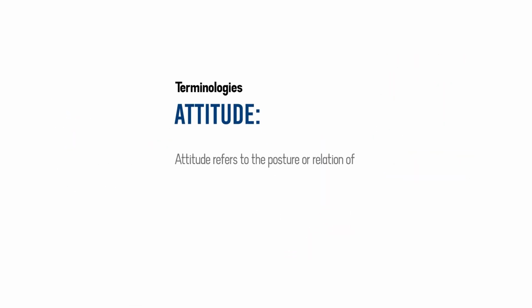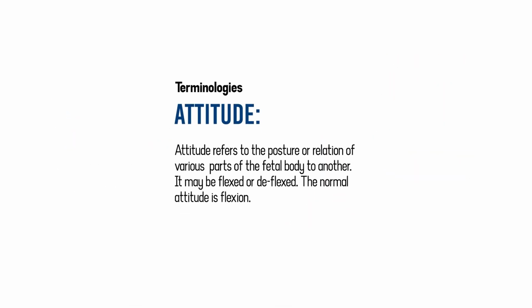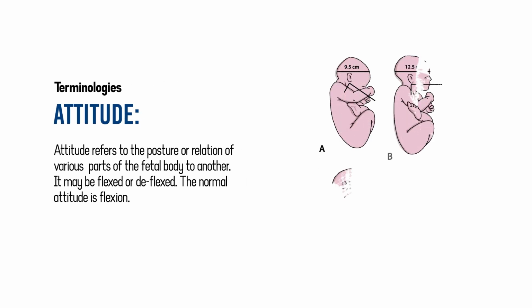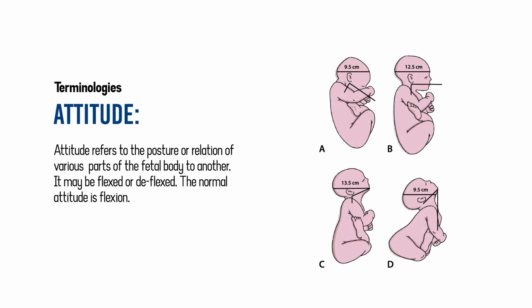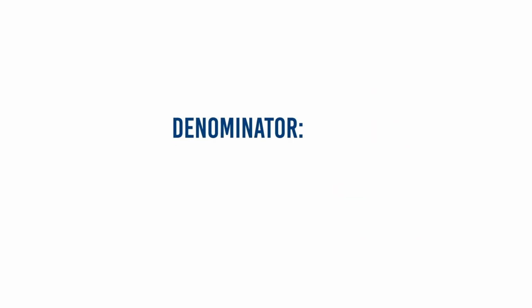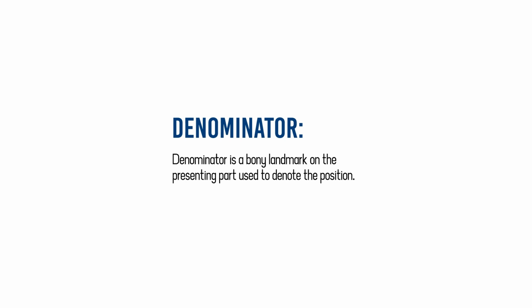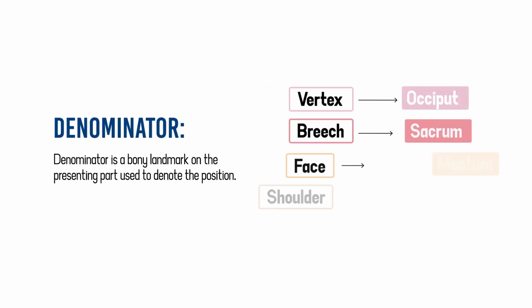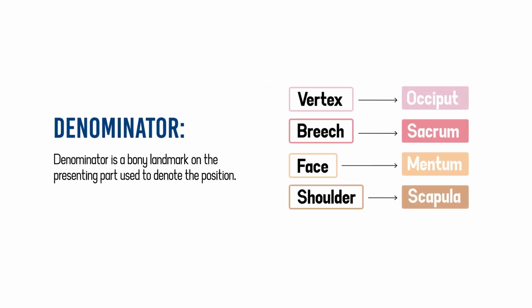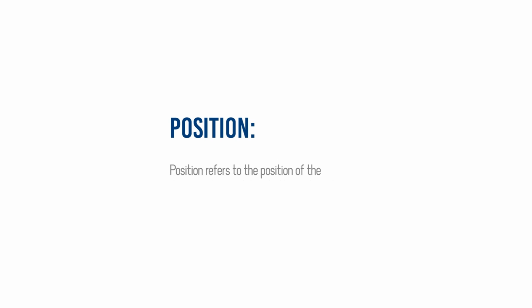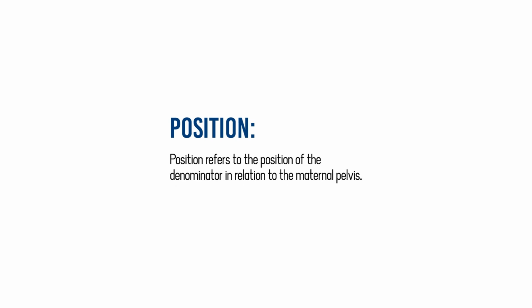Attitude. Attitude refers to the posture or relation of various parts of the fetal body to another. It may be flexed or deflexed. The normal attitude is flexion. Denominator. Denominator is a bony landmark on the presenting part used to denote the position. Position. Position refers to the position of the denominator in relation to the maternal pelvis.